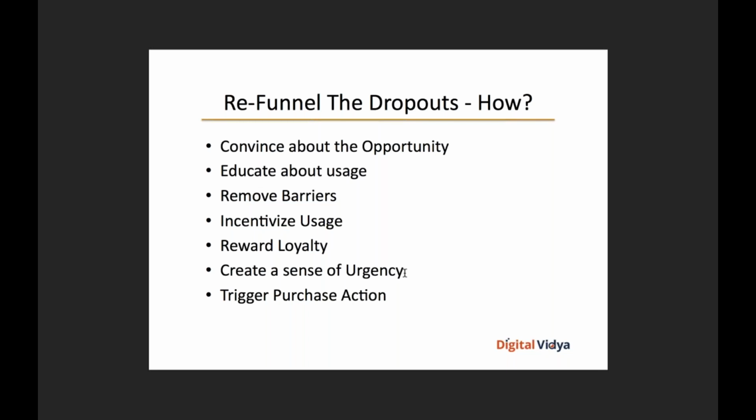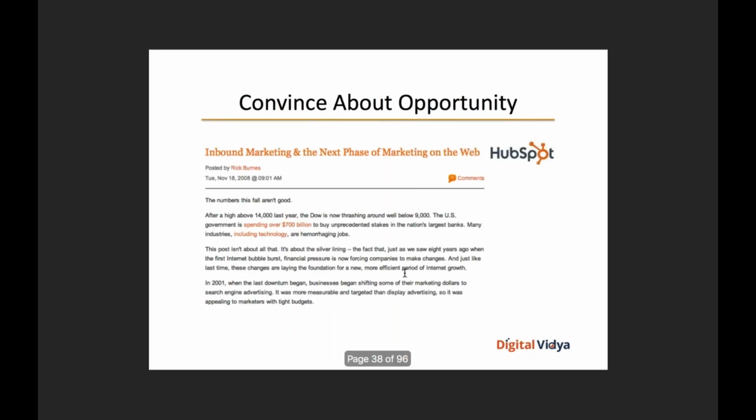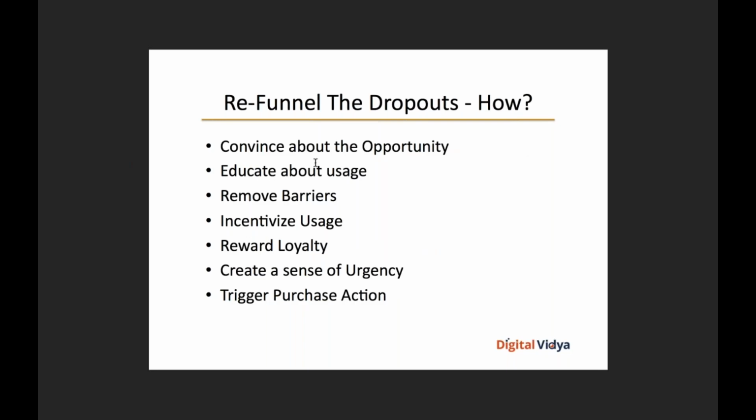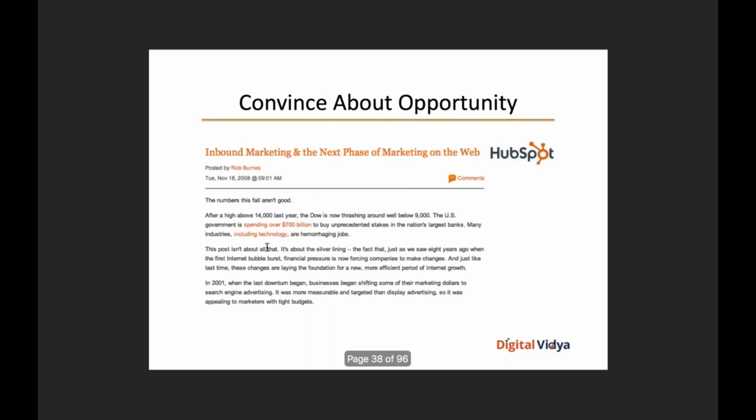The next point is around rewarding loyalty. For example, I'm a very loyal flyer on Emirates, and they've given me gold class and they have a loyalty scheme. I'm a Skywards member. So there needs to be some kind of loyalty program which rewards customers and makes them feel special. A sense of urgency also needs to be created, to make sure customers transact in the here and now, with a strong purchase action, or call to action. Over the next few slides, I'm going to give you examples of each of these points: how you can convince customers about the opportunity, educate about usage, and all of the other points that you see on the slide.